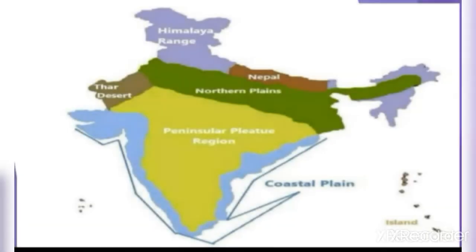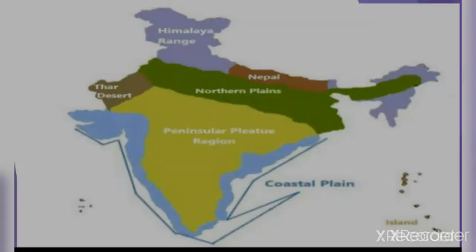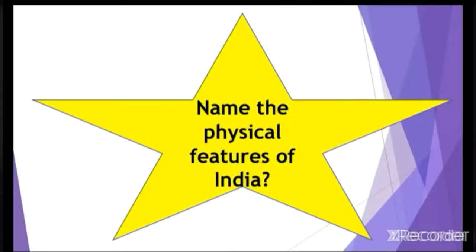Kids, this is a map of India, which shows the physical features. I discussed all the physical features of India in the previous class. Children, tell me the physical features of India and which are those.